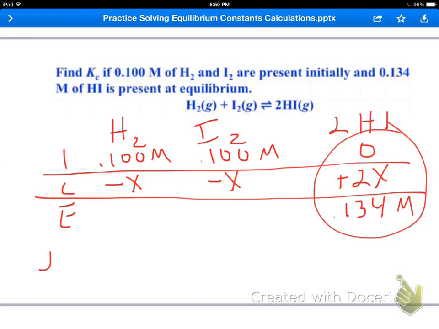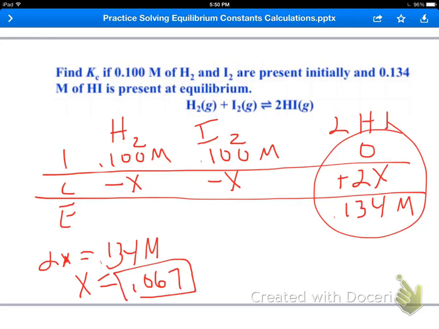So I have 2x equals 0.134 molar. So x is going to be 0.067. If I take 0.10 minus 0.067, which is x, that's going to give me 0.033 here. Same thing here, 0.033.